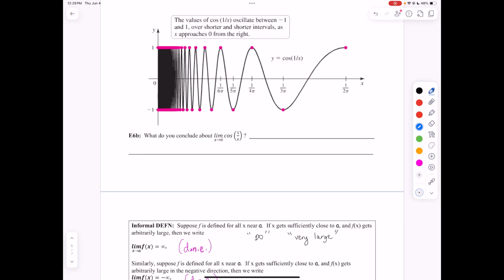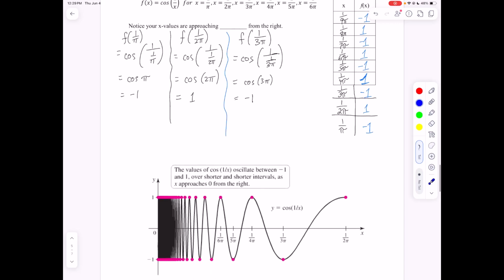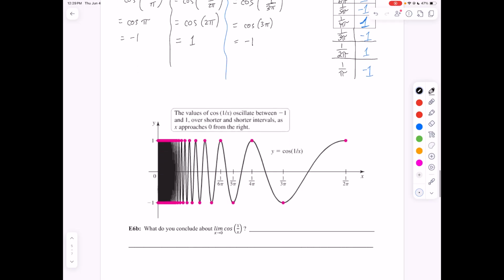And what's happening is as x is approaching 0 from the right, there's a lot of y values bouncing up and down. So notice that your x values are approaching 0 from the right. Go ahead and fill in that blank there. Write 0. As x values approach 0 from the right, we're getting some different y values. Sometimes the y values are at +1, sometimes they're at -1. There's also y values in between. They are bouncing up and down very, very fast.